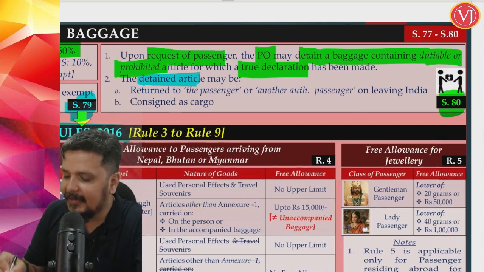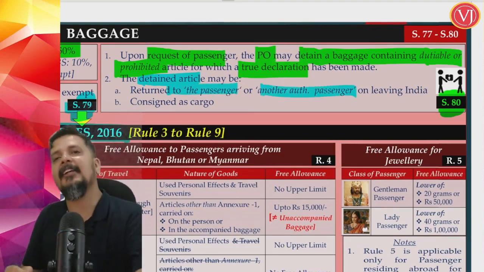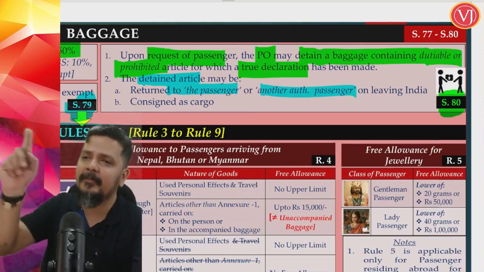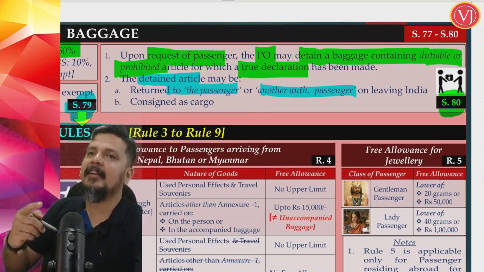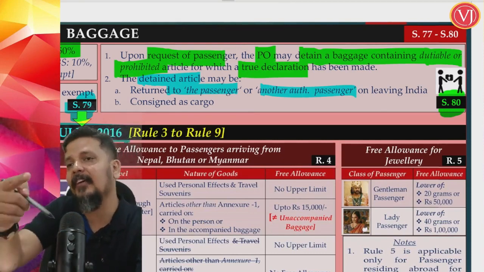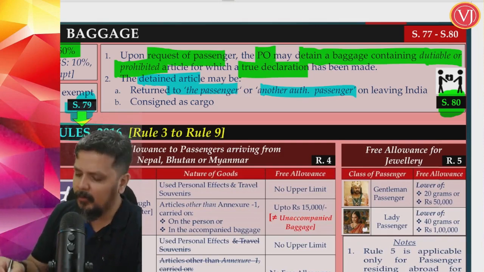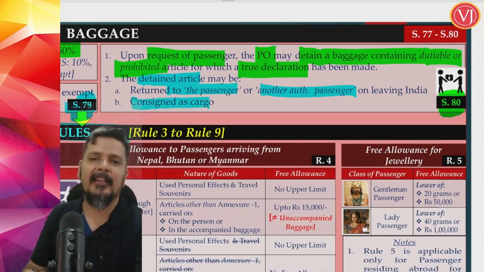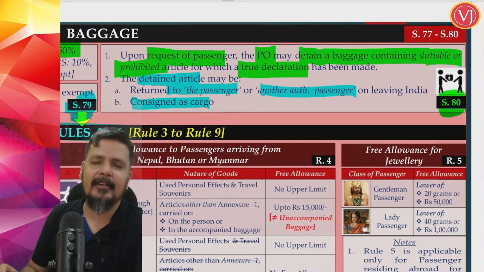These detained articles will be returned to the passenger when he is going, or can be returned to another passenger on the instruction of the main passenger. Or if he is coming via Chennai but leaving via Mumbai, he can also inform the officer to send it as a cargo consignment. It's possible; obviously, he is required to pay the charges. That is section 80.